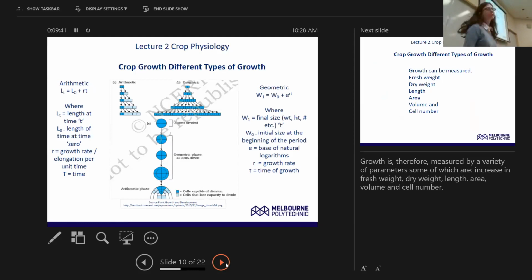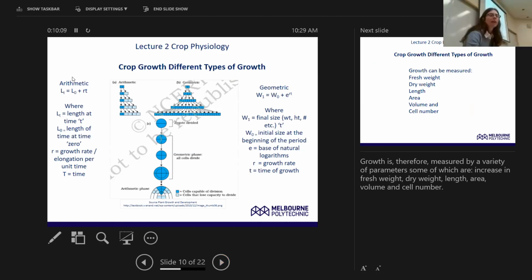These are the formulas that represent arithmetic growth and geometric growth. When you're a plant physiologist or plant scientist, you'll use a lot of formulas to calculate different perspectives of growth of a plant, and this is just introducing you to the first component. I don't expect you to learn these formulas, but I do expect you to understand approximately what they're doing.